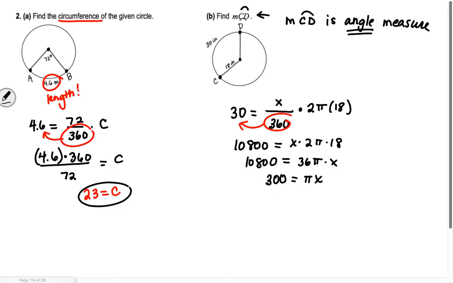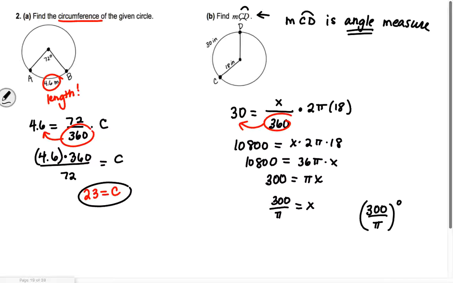And now I divide by that pi. I could have done that in one step too. So 300 over pi equals x. That is a really weird degree, but that's an answer. So you could say 300 over pi degrees.